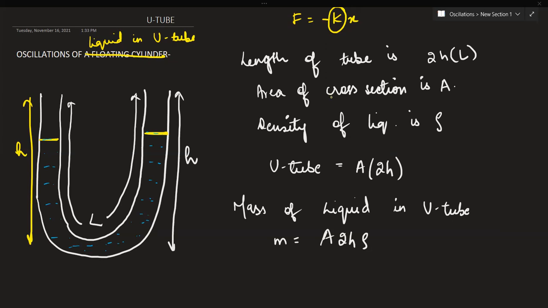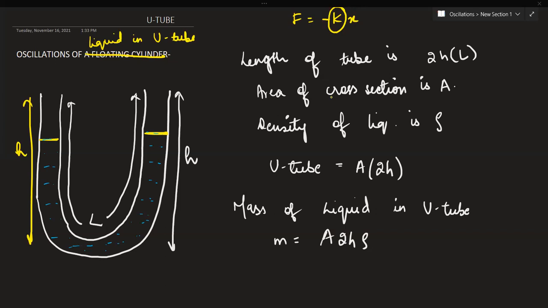T is equal to 2 pi under root m by k, that is for the spring mass system. For a simple pendulum, it will be 2 pi under root l by g. So for liquid in a U-tube, we have to find out the value of this constant k.